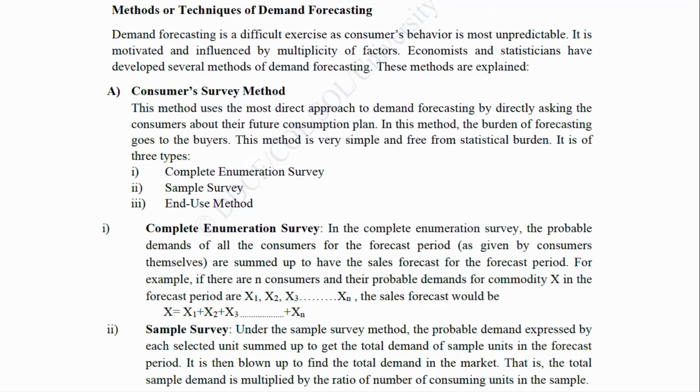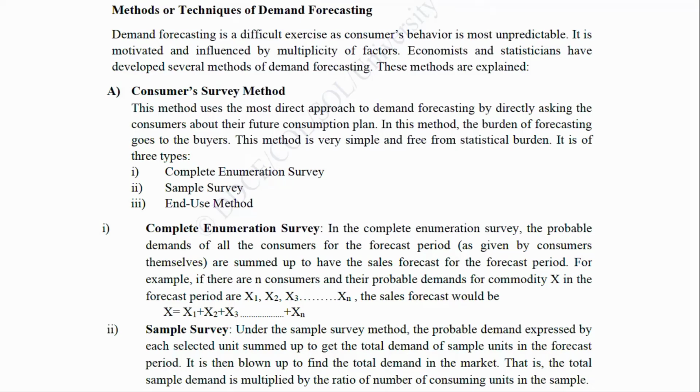A. Consumers' survey method. This method uses the most direct approach to demand forecasting by directly asking the consumers about their future consumption plan. In this method, the burden of forecasting goes to the buyer. This method is very simple and free from statistical burden. It is of three types. First, complete enumeration survey. Second, sample survey. Third, end-use method.